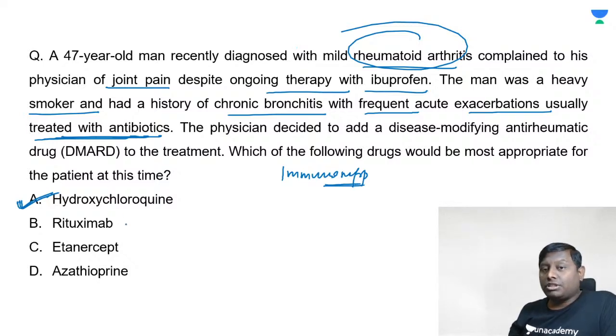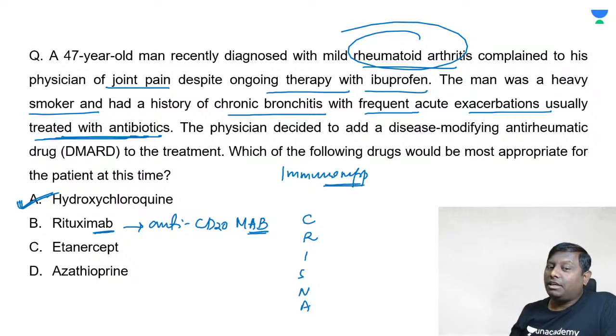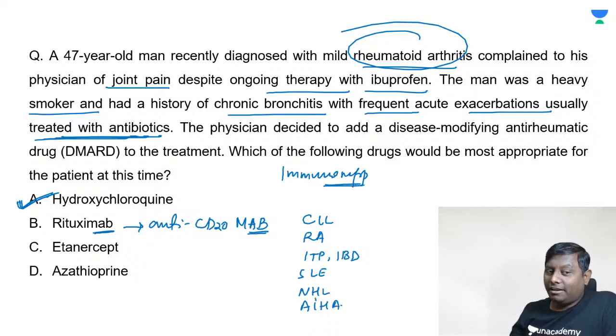Can I use rituximab in rheumatoid arthritis? Yes. It's a biological, it is preferred, it can be used. It is one of the anti-CD20 monoclonal antibodies. Can it be used? Of course it can be used. It can be used in multiple conditions, remembered by the mnemonic Krishna with a C: CLL, rheumatoid arthritis, ITP, idiopathic thrombocytopenic purpura, inflammatory bowel disease, SLE, non-Hodgkin's lymphoma, autoimmune hemolytic anemia, right?